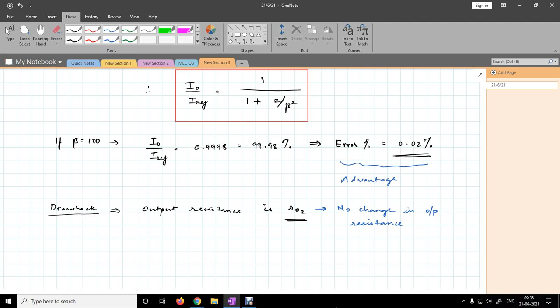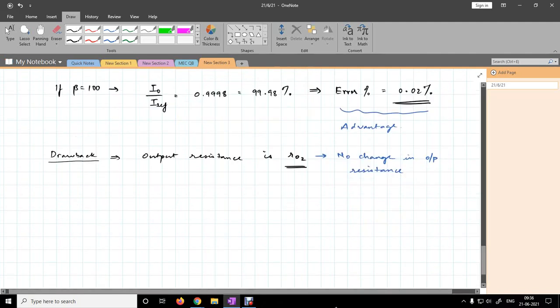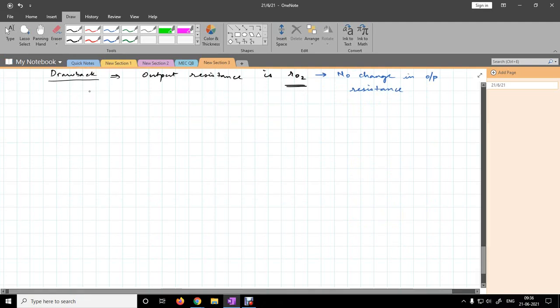So now we'll look at another circuit, which is actually called a Wilson current mirror. This was a circuit which was developed which has both the advantages. It improves your current transfer ratio as well as your output impedance, right? So let's look at that circuit. Wilson current mirror.